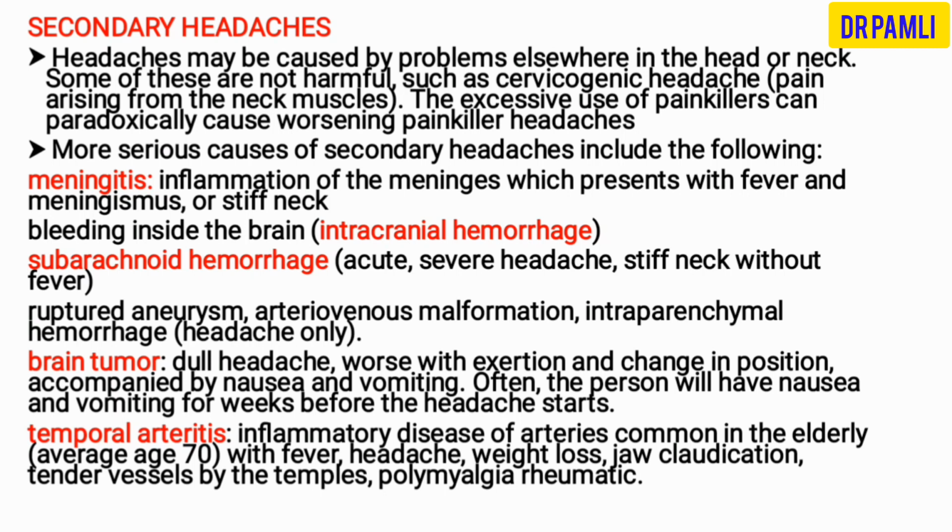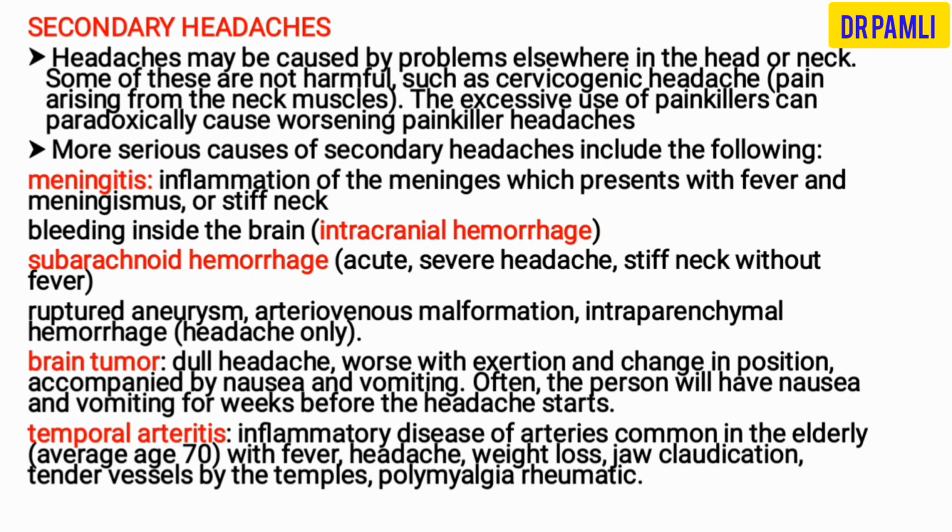But the most serious secondary headaches include the following: meningitis, that is inflammation of the meninges, which presents with fever and meningismus or stiff neck. Bleeding inside the brain, that is intracranial hemorrhage; subarachnoid hemorrhage is acute and severe, presenting with acute severe headache and stiffness without fever. So this one we can really take seriously, and in most cases these patients are admitted. Ruptured aneurysm, arteriovenous malformation, intraparenchymal hemorrhage, presenting with headache only.